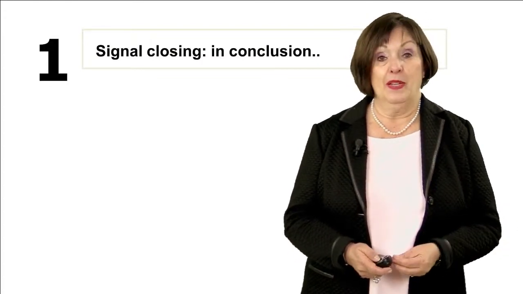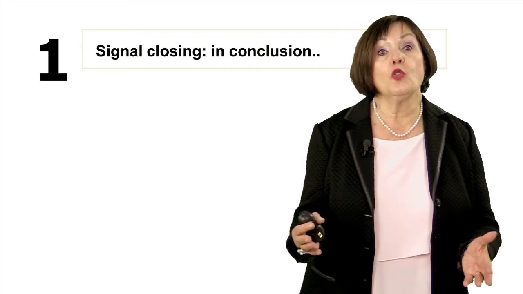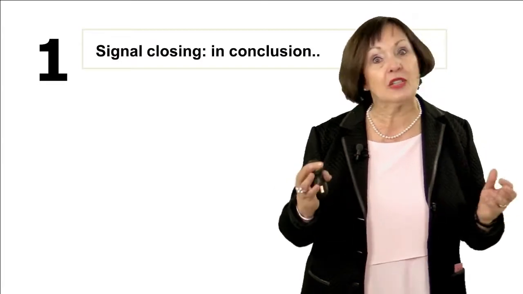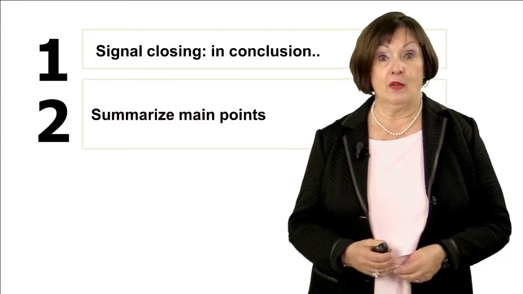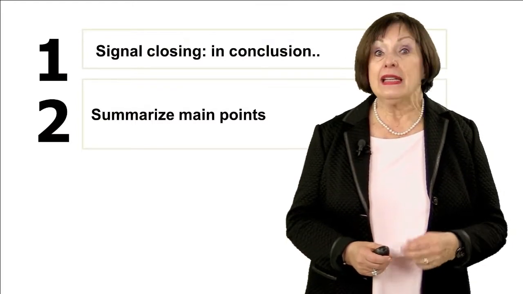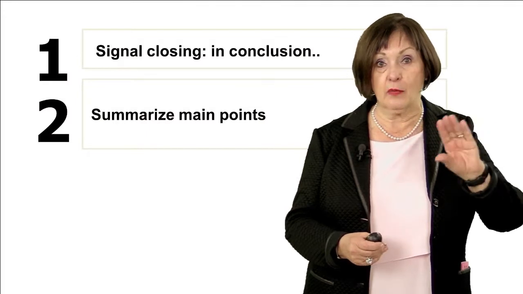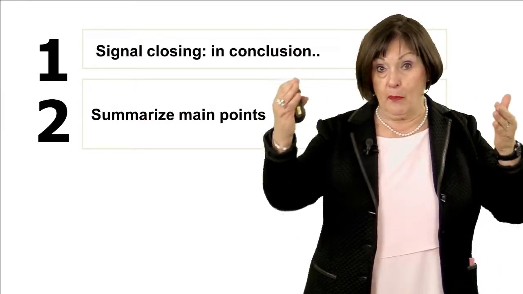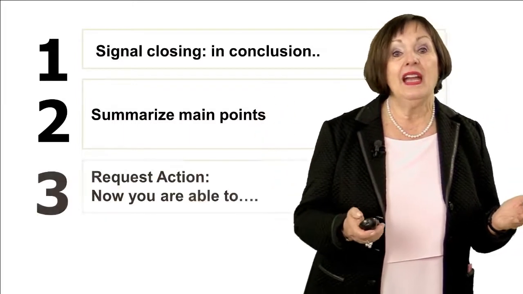So first step, signal the closing. Say in conclusion, in summary. But when you've said that, please don't talk for an hour. Secondly, summarize the main points. Tell them what you've said. Cover, we've said that, we've done that, we've done that. And you can also add something positive that came from your audience.